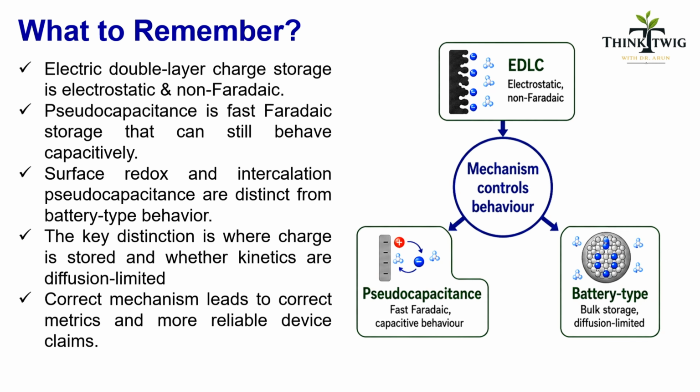So the main message from today is this: fast chemistry can behave capacitively, but not every fast looking redox response is automatically pseudocapacitance. The science lies in identifying what stores the charge and what controls its kinetics. This is the real mystery behind pseudocapacitance. And once we separate those two ideas, the mystery becomes much easier to understand.